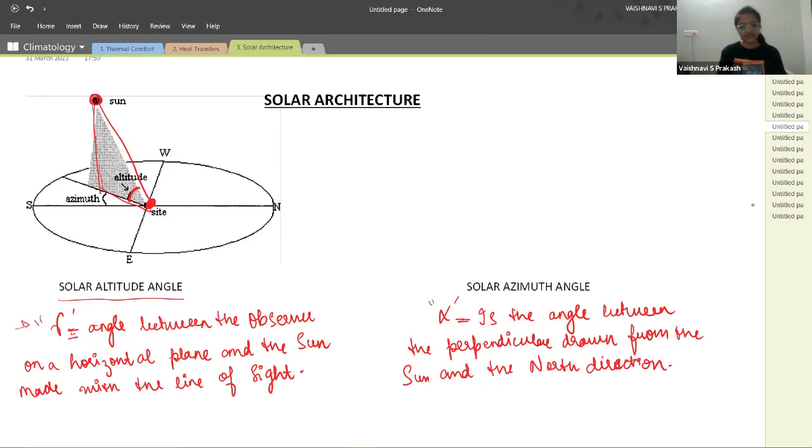I just gave you the definitions so that in the future, if you have any doubts with respect to these terms, it will be easier for you. Also, you can draw a graphic like this that will help you remember what azimuth and altitude angles are. Shall I move on to the next slide?